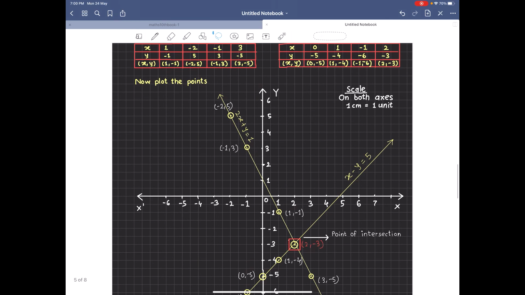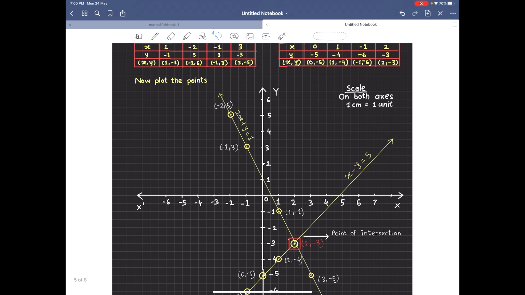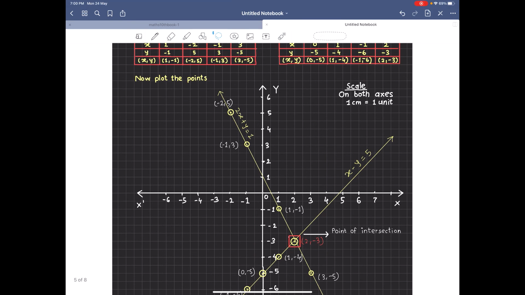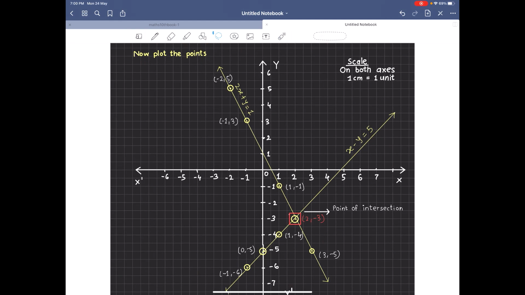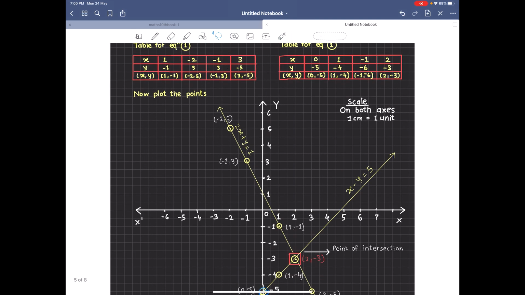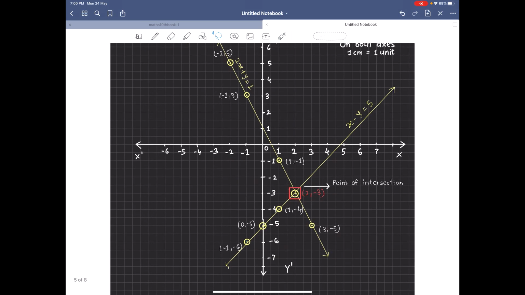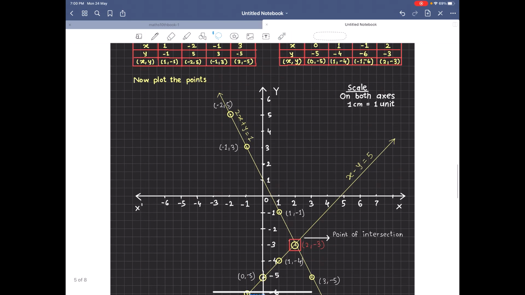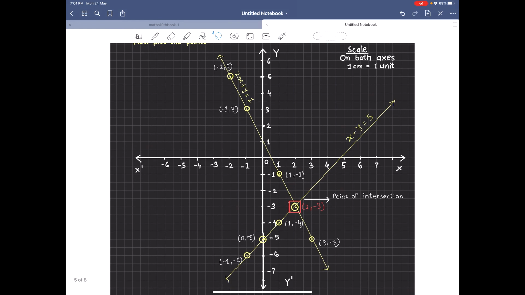Now plot the points, that is 0, minus 5. Here the x coordinate is 0, it means the point is always on the y-axis. Where is the y-axis? Here. It is a point. Next, 1, minus 4. So the point will be 1, minus 4 here. Then minus 1, minus 6. Here it is, that point again. And the last point, 2, minus 3. Then again draw that line which is passing through all 4 points. Write down the equation, x minus y is equal to 5.